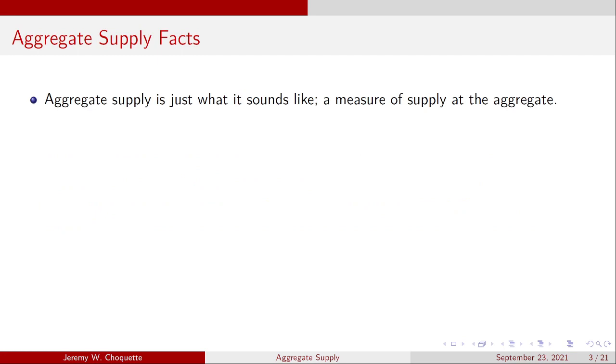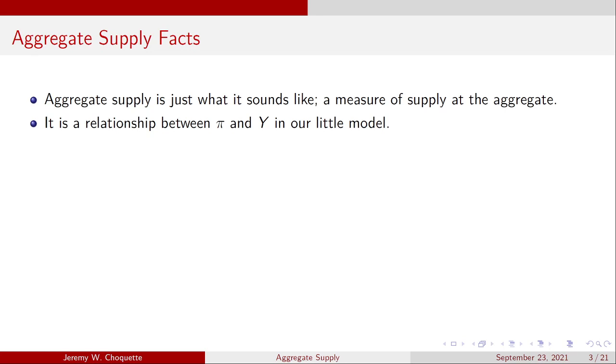Well, first, aggregate supply is just what it sounds like. It's a measure of supply. And, oh yeah, surprise, surprise, it's a measure of supply at the aggregate. It's a relationship between inflation and output in our model. Now, it can also be expressed as a relationship between the price level and output.